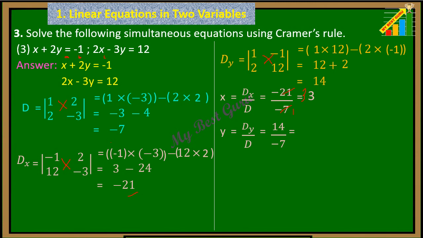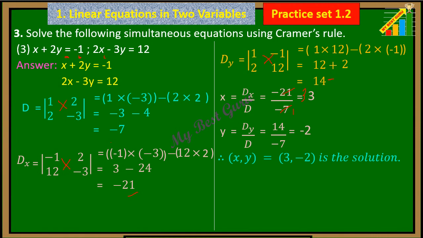Now we have the formula for y. Y is equal to dy upon d. So the value of dy is 14, so it is 14, and the value of d is minus 7, so it is minus 7. So 7 ones are 7, 7 twos are 14. So it is minus 2. Now you got the coordinates for this. X comma y is equal to 3 comma minus 2 is the solution.